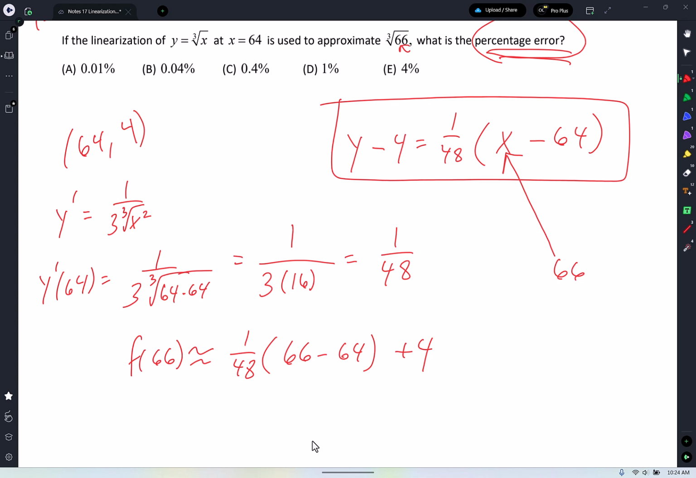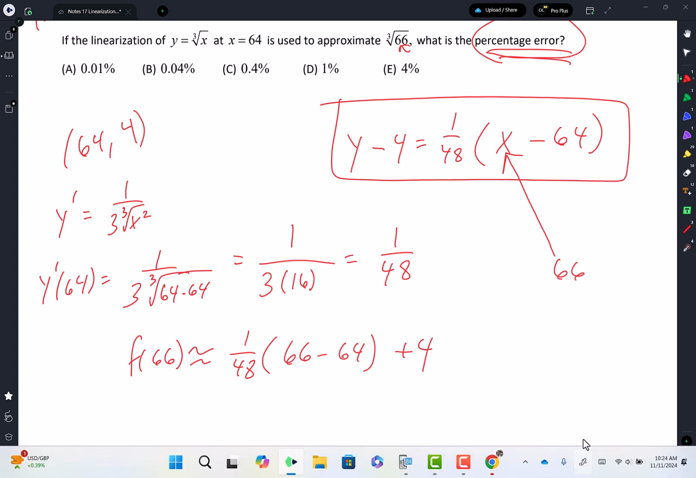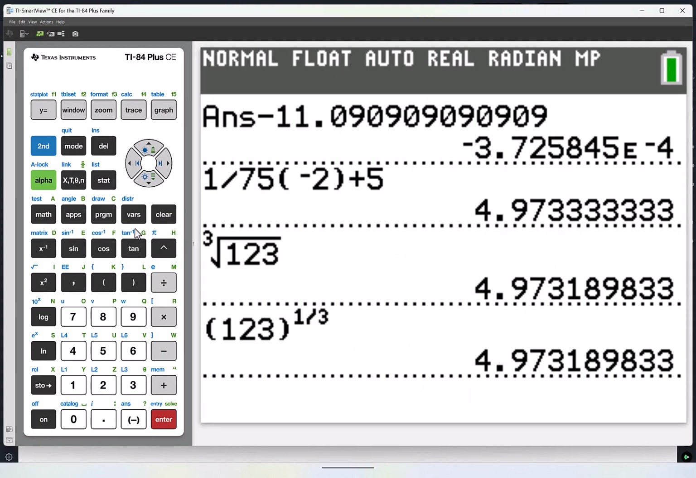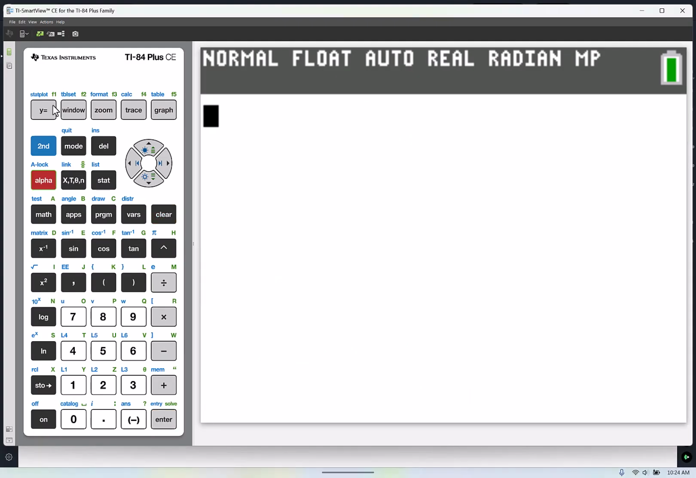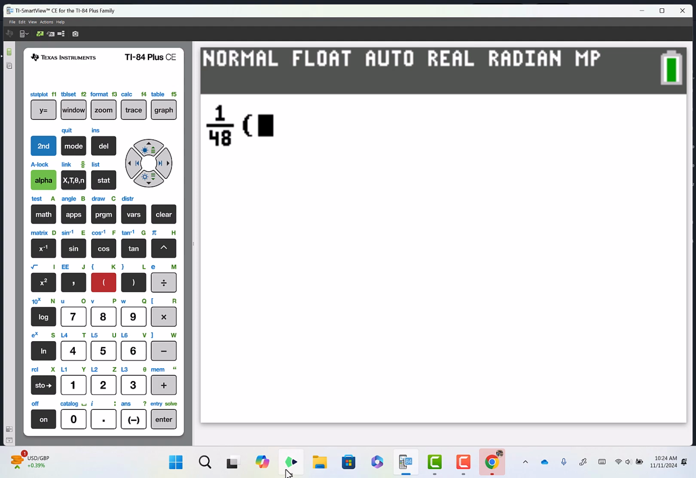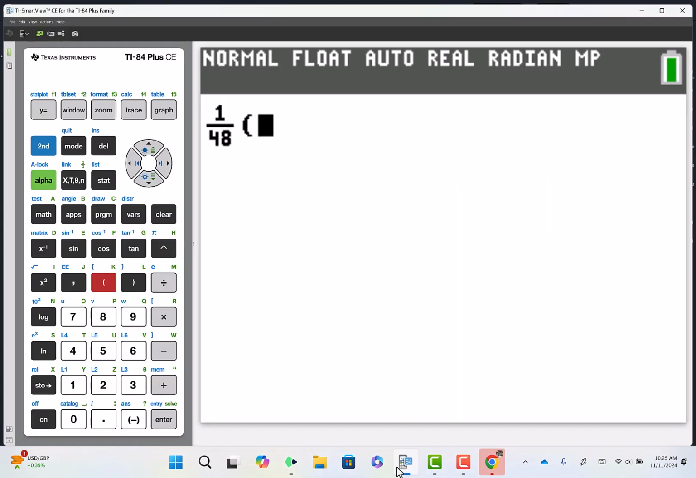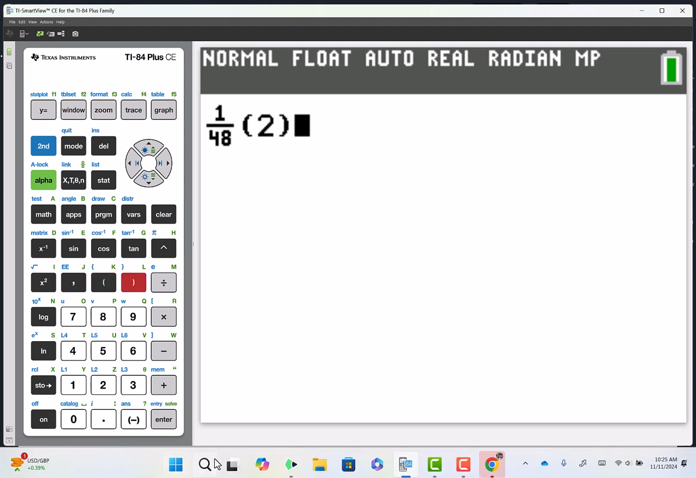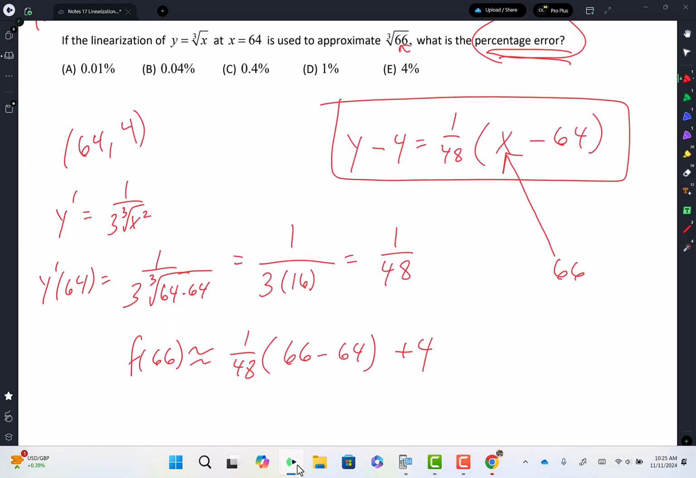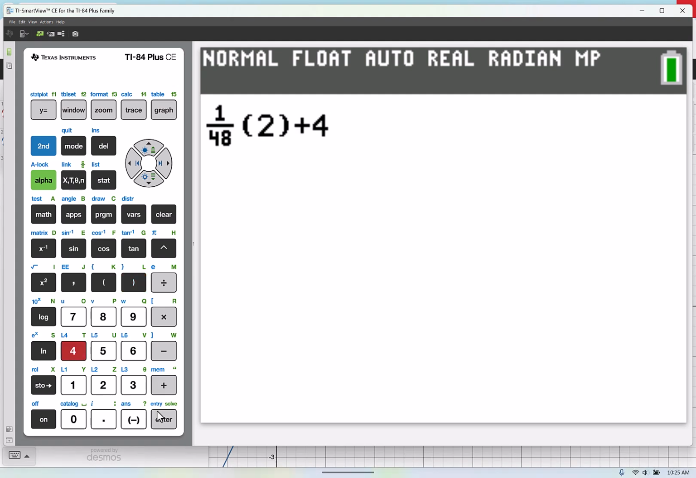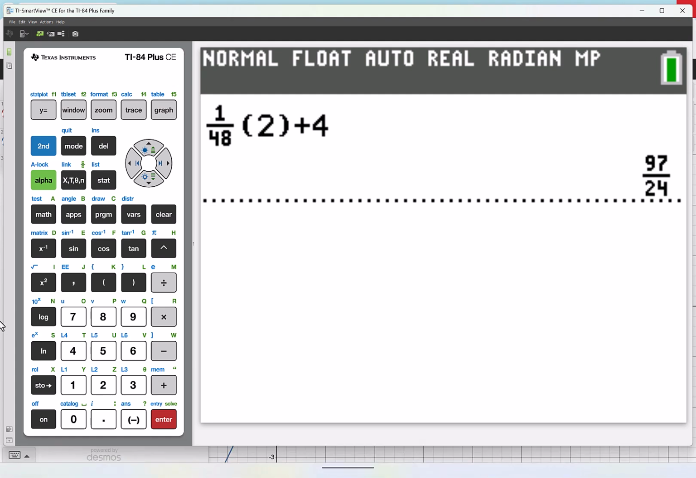Take your calculator. Let's see what that number is. 1 over 48, alpha fraction, enter. I usually don't use a fraction thing, but I want to. Times 2 plus 4. Okay, there's my approximate. 97 over 24. I'm going to store it to a letter. That way I don't have to deal with it.